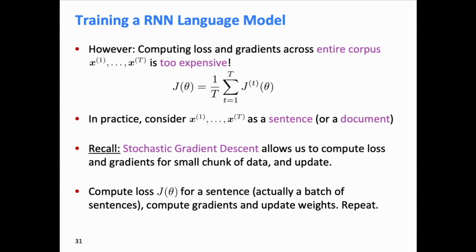Okay, so there's a caveat here. Computing the loss and gradients across the entire corpus, all of those words x1 up to x capital T, is too expensive because your corpus is probably really big. So as a student asked earlier, in practice, what do you actually regard as your sequence? In practice, you might regard your sequence as something like a sentence or a document, some shorter unit of text. Another thing you will do is, if you remember, stochastic gradient descent allows you to compute gradients for small chunks of data rather than the whole corpus at a time. So if you're training a language model, what you're actually likely to be doing is computing the loss for a batch of sentences, then computing the gradients with respect to that batch, updating your weights, and repeating. Any questions at this point?